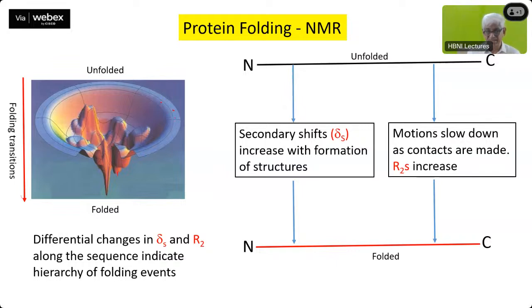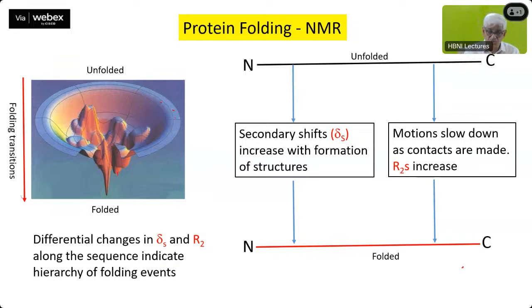Okay, now how do we study this? So here we have the protein chain, unfolded state, and this is the folded state, the same unfolded chain. As the protein starts to fold, what will happen? The chemical shifts will change, and the motions also will slow down. Why will the motion slow down? Because the contacts are made. When the contacts are made, it does not allow the protein to be flexible, therefore the motions will slow down. And when the protein folds, then of course the environment changes, and therefore the chemical shifts will change.